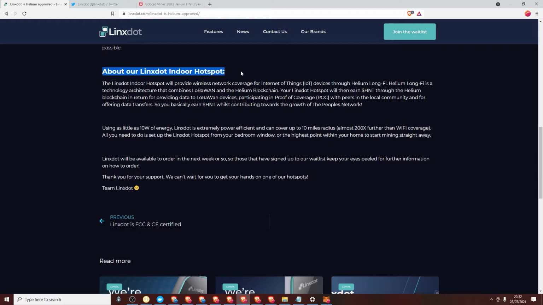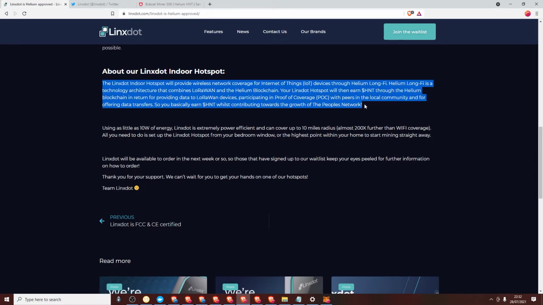About Linxdot Indoor Hotspot. The Linxdot Indoor Hotspot will provide wireless network coverage for Internet of Things, IoT, devices through Helium Long-Fi. Helium Long-Fi is a technology architecture that combines LoRaWAN and the Helium blockchain. Your Linxdot Hotspot will then earn HNT through the Helium blockchain, in return for providing data to the LoRaWAN devices, participating in proof of coverage, POC, with peers in the local community and offering data transfers.